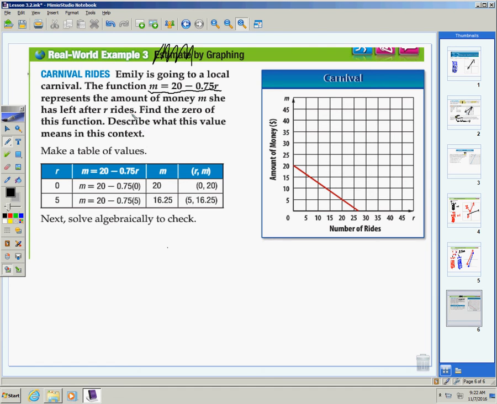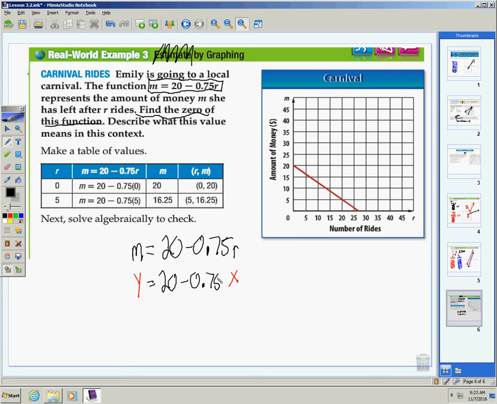We want to find the zero of the function, and then we're going to describe what that value means in this context. Finding the zero is really easy because we can just take this equation and put it in our calculator. Now you may be saying, well, this doesn't look like what we've had before because there's no y's and x's. But because we know variables don't really matter, we can take the m and say that's y. We can take the r and say that's x. And now I just rewrite the equation, y = 20 - 0.75x.